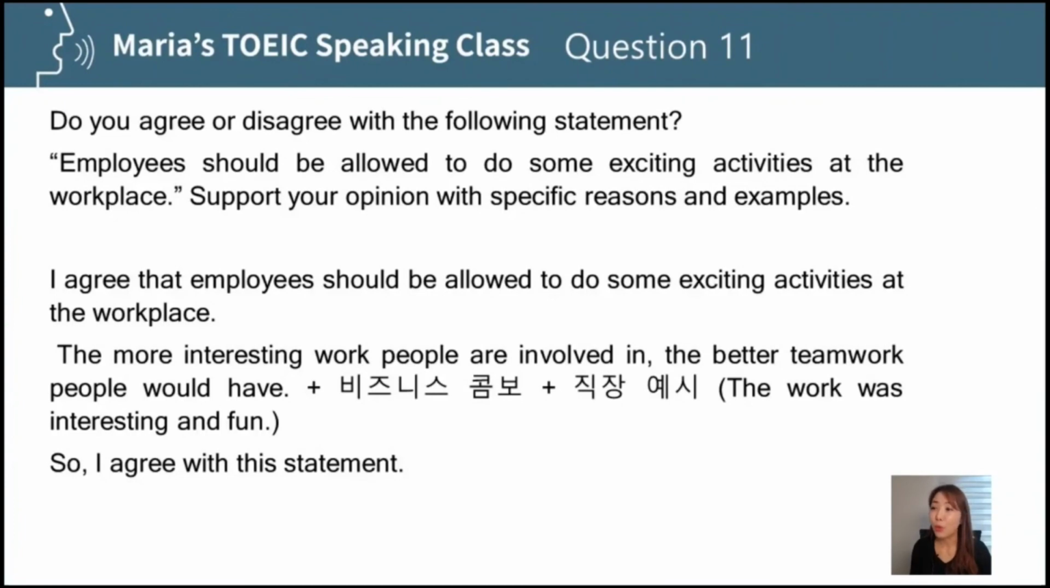그리고 직장 예시에다가 어떻게 넣느냐. The work was interesting and fun. 그 일은 굉장히 흥미롭고 즐거웠답니다. 라고 하시면 되겠어요. 자, 이렇게 해서 전체 문항 다 풀어봤는데요.